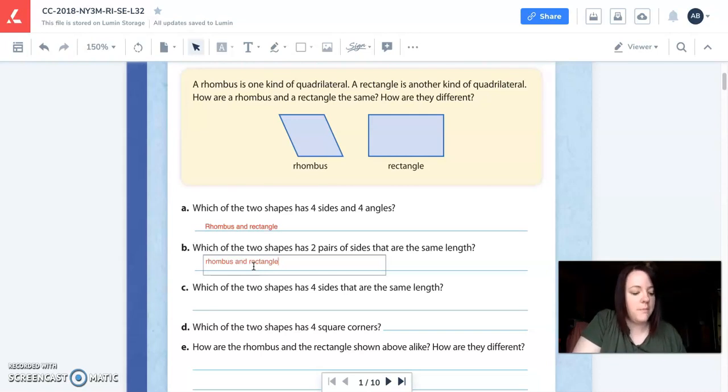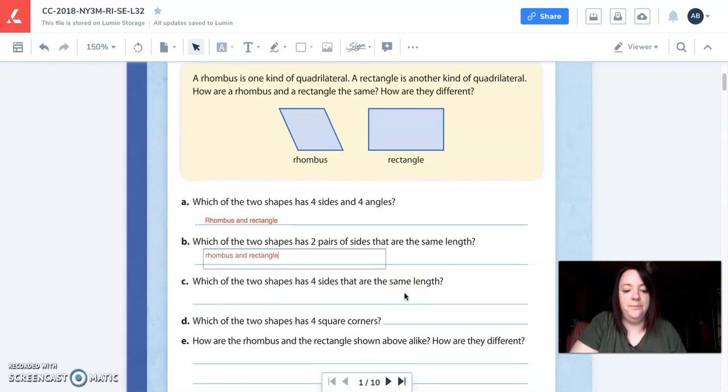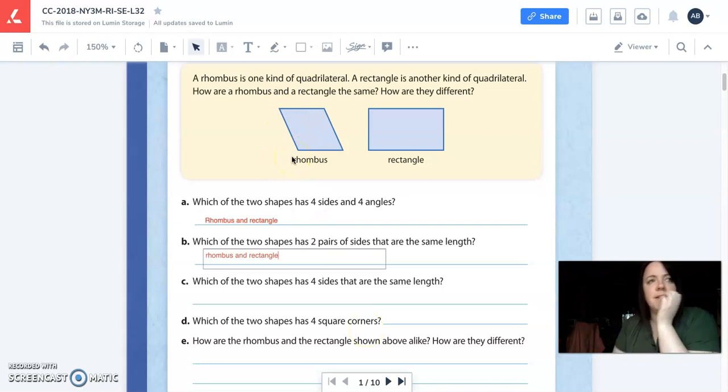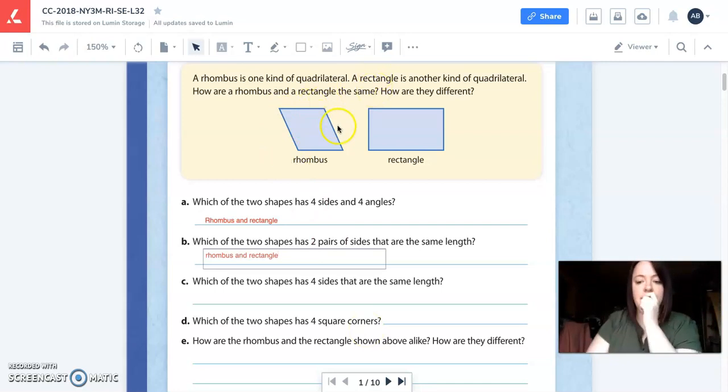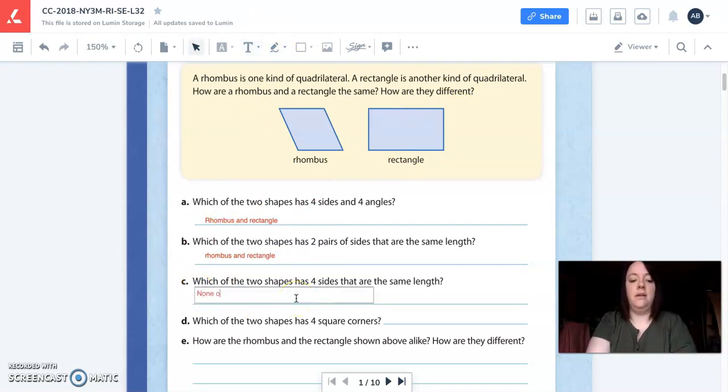Okay, next one. Which of the two shapes has four sides that are the same length? Let's look at them. Is this side the same as this side? It is. Is this side the same as this side? It is. But are they all the same? They are not. Same here. This side is the same as this one, and this one, but they're not all equal. So which of the shapes has four sides that are the same length? None of them.